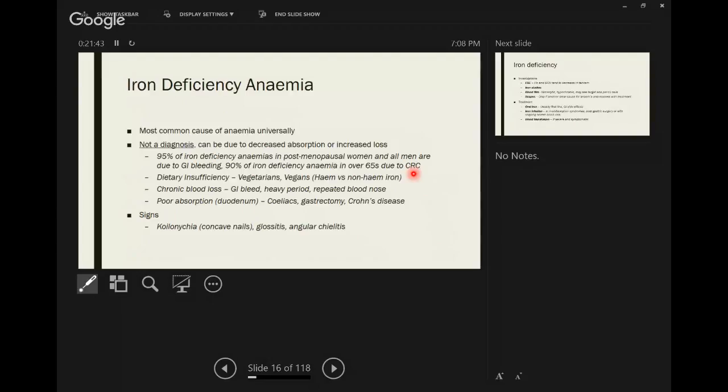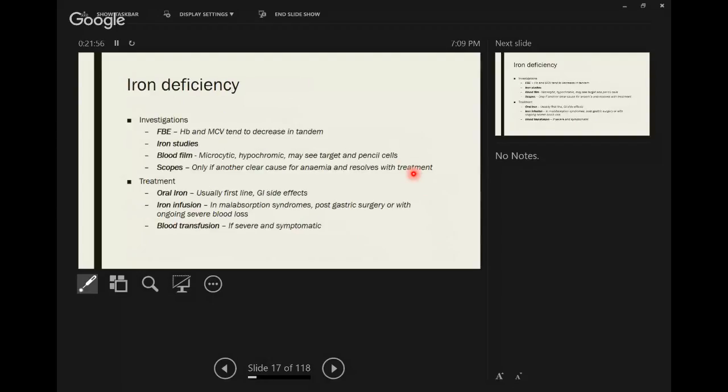And signs, you get concave nails called koilonychia, glossitis, and angular cheilitis. Glossitis is swelling of the tongue, and angular cheilitis is, I don't know how to say it properly, inflammation of the corners of your mouth. It's fairly specific, actually. I didn't realize that. Hemoglobin and MCV tend to decrease by the same amounts. You also do iron studies to confirm it. On blood film, you see microcytic hypochromic anemia. You also might see target and pencil cells.